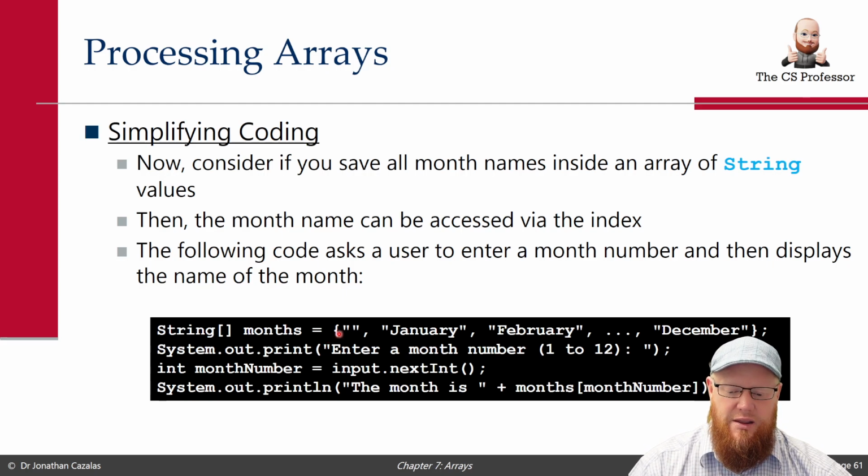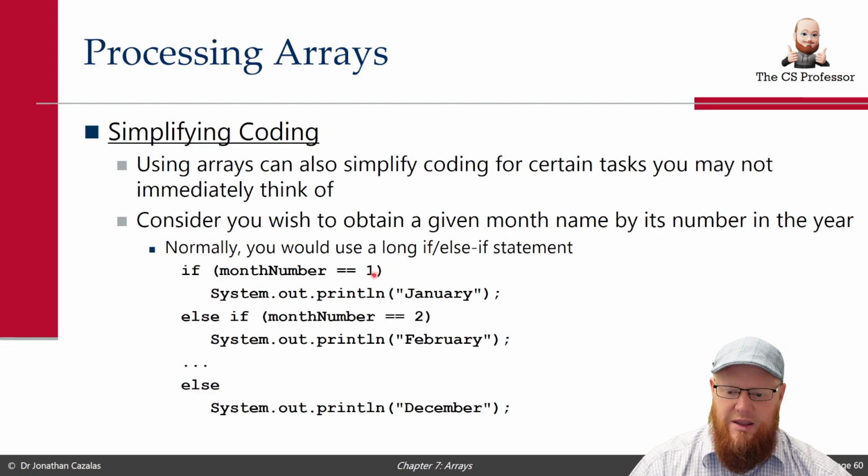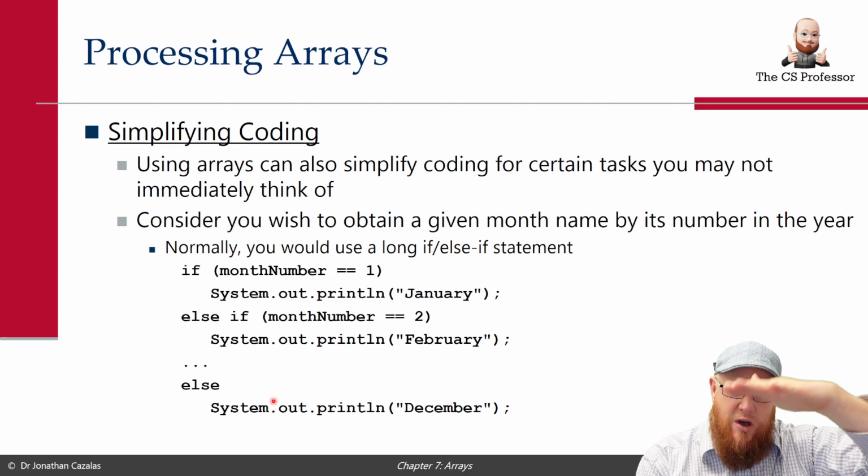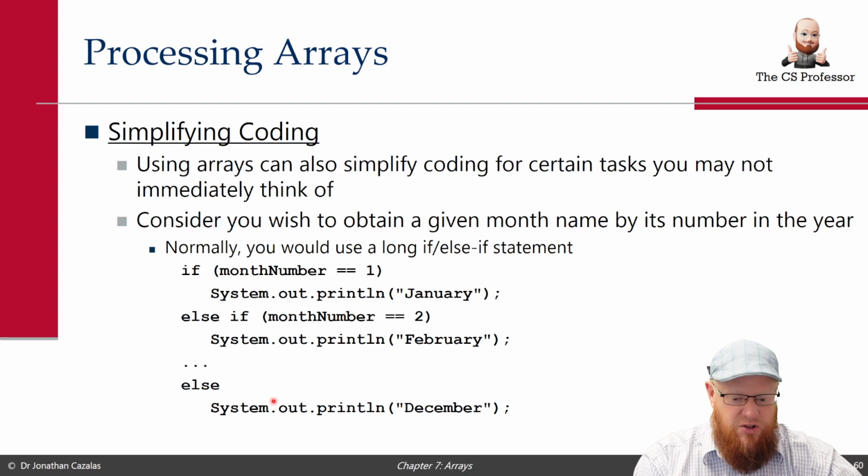So hypothetically, if we wanted to, given the number, we ask the user to enter a number representing the month. If they enter 1, we want to print January. Enter 2, print February. Enter 12, print December. Look how long this if-else statement is. It's 12 long, right? If it's 1, else if it's 2, else if it's 3, all the way to else, it would be 12. Look at this long if-else statement.